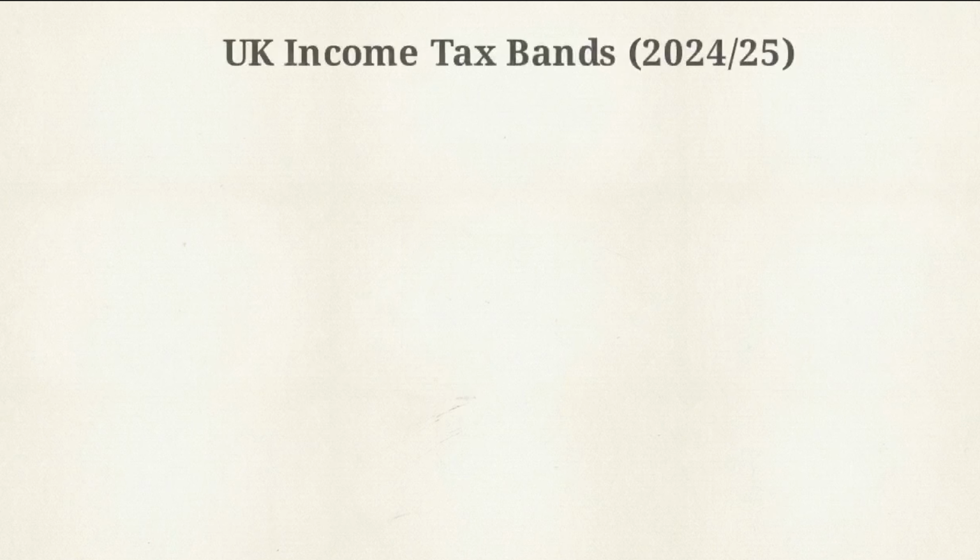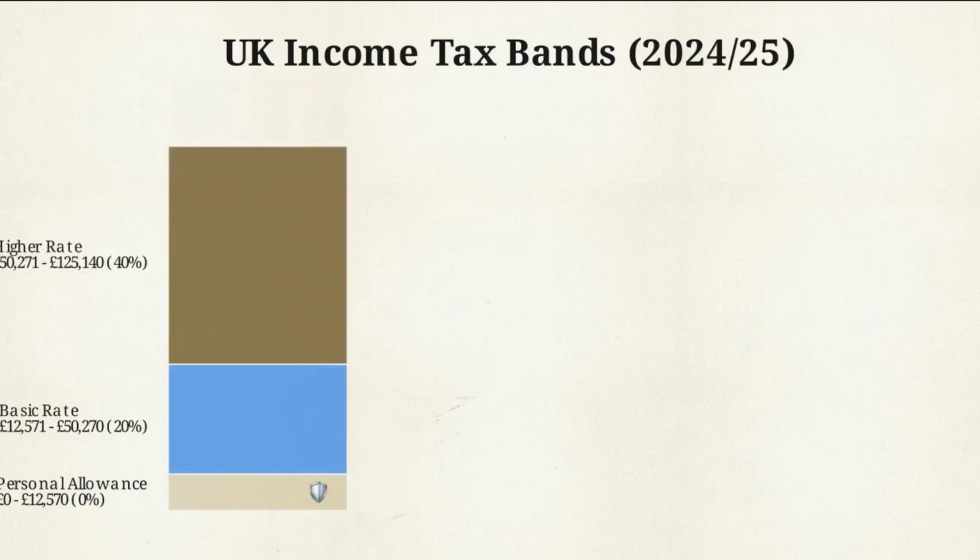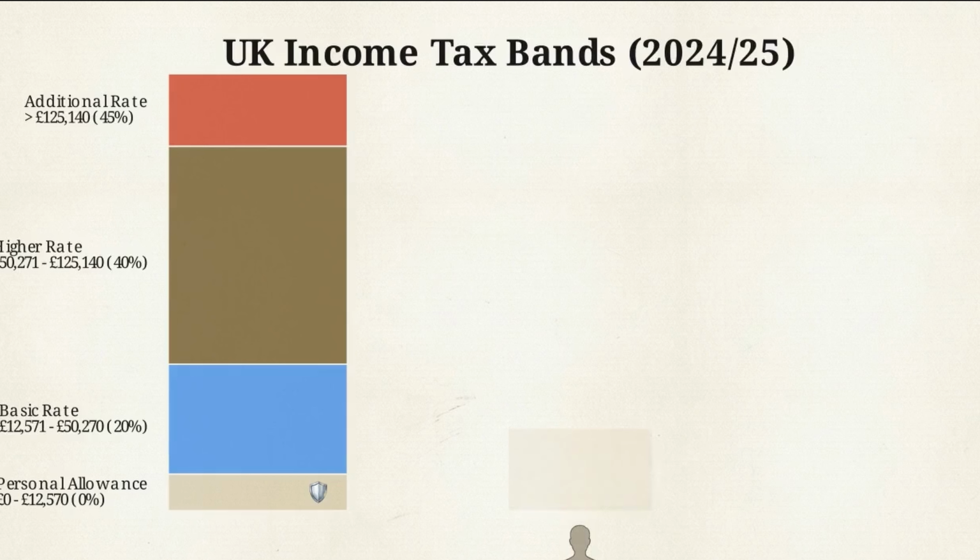This chart shows the progressive bands. For the 2024/25 tax year, the first £12,570 you earn is taxed at 0%. This is your personal allowance. Above that, the progressive bands stack up. The basic rate at 20%, the higher rate at 40%, and the additional rate at 45%.